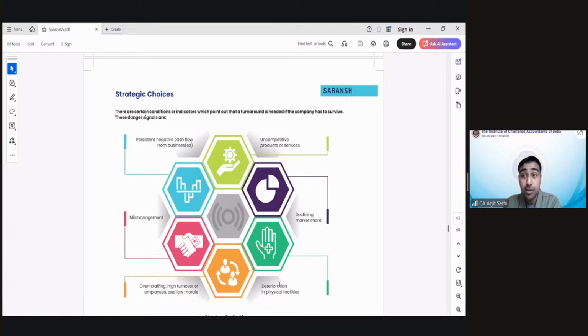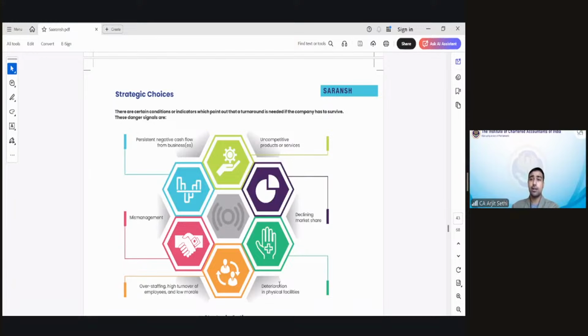Mismanagement, people are misusing funds, people are misusing their power to use the company's money to do personal stuff, right? That's mismanagement. Persistent negative cash flows, we have talked about. So 1, 2, 3, 4, 5, 6. 6 things, if you figure out, are happening. One or two or all. It's not that all six must happen together. Even if one is happening, there is some problem in the business.